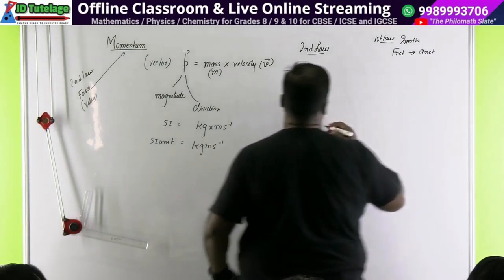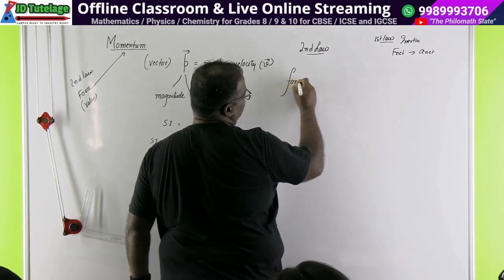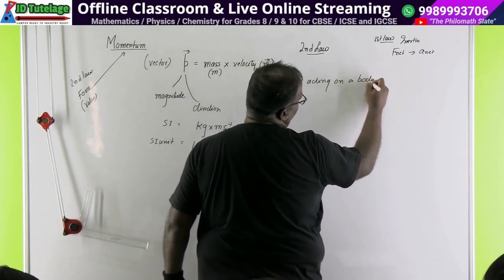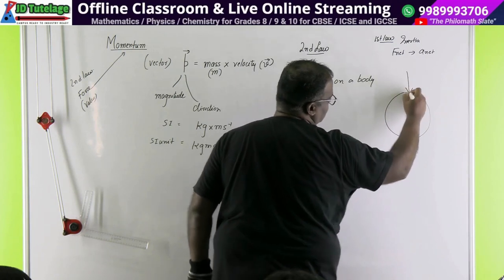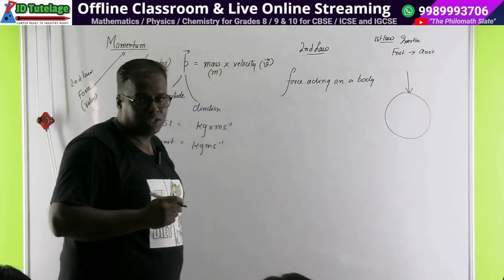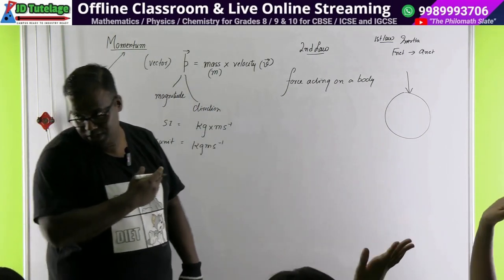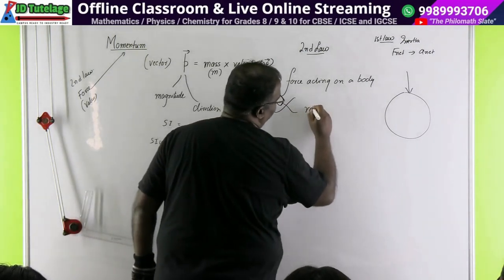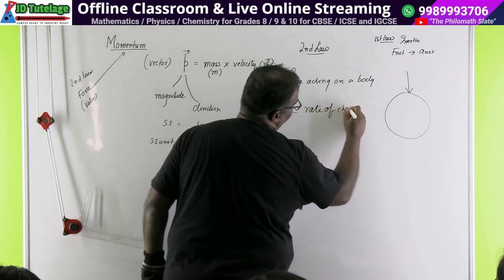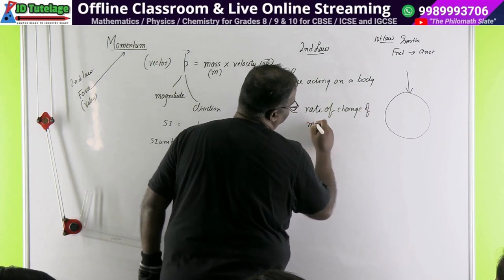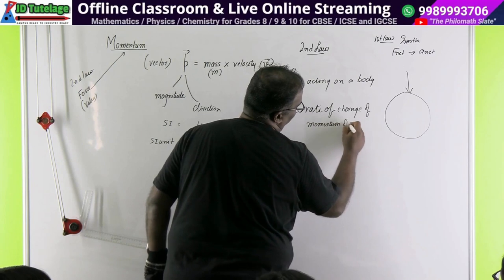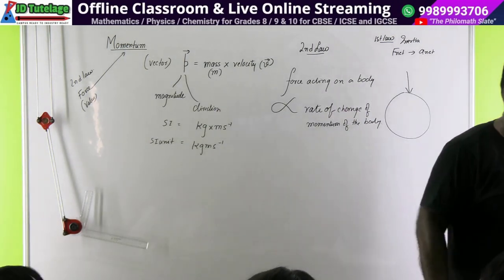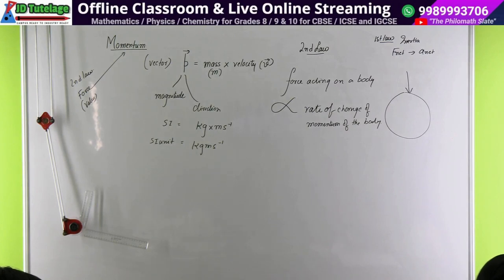Now, what does the second law say? Force acting on a body. How many of you studied direct and inverse variation in grade 8? Now those will come into play. Force acting on a body is directly proportional to the rate of change of momentum of the body. It will take the whole class to understand this, so write it down first.